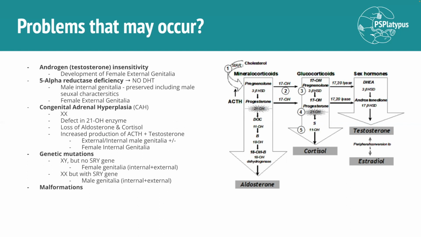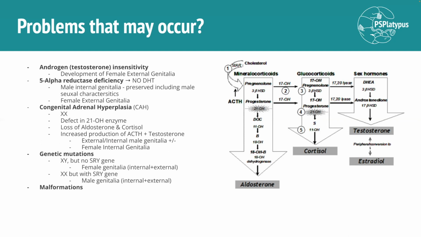5-alpha reductase deficiency is also another condition in which we see there being no conversion of testosterone into dihydrotestosterone via our 5-alpha reductase enzyme. And as we saw in the previous diagram, this results in the failure of development of external male genitalia. And therefore, what occurs is you have preserved male internal genitalia as well as sexual characteristics of a male. However, your external genitalia are that of a female.